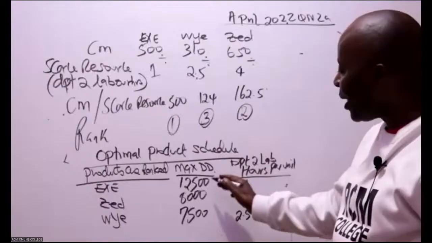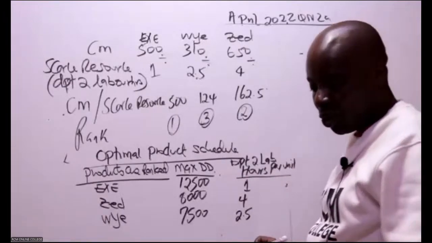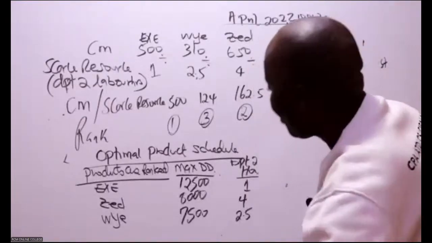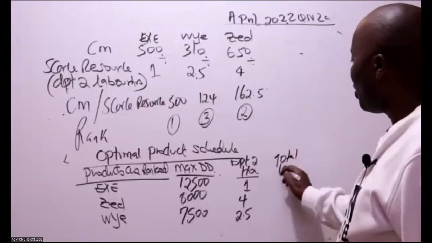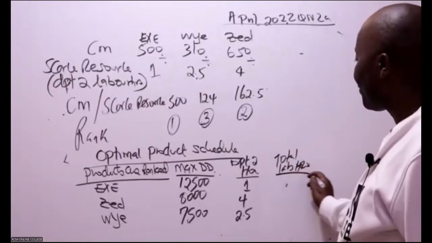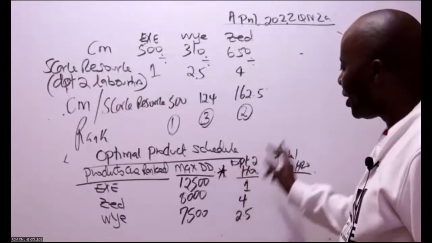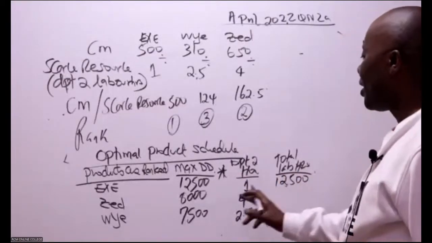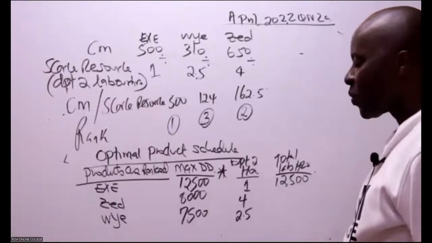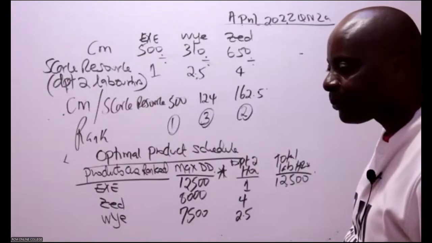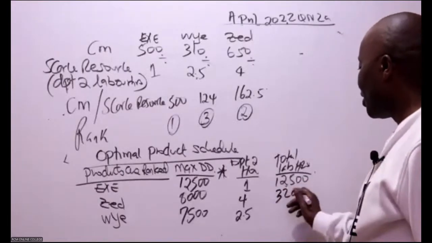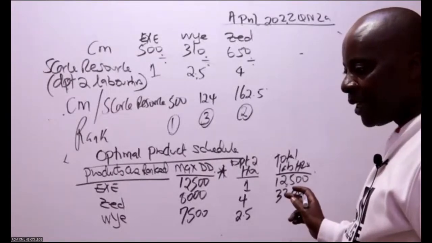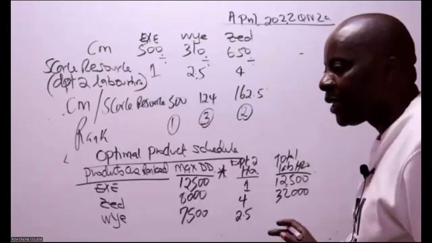So remember, these are per unit. So go ahead and multiply to give us total labor hours. So you multiply this with this to give us total labor hours. So the first one is 12,500. The second one will be 8,000 times 4, which is 32K. And then the last one will be 7,500 times 2.5, which gives us 18,750.